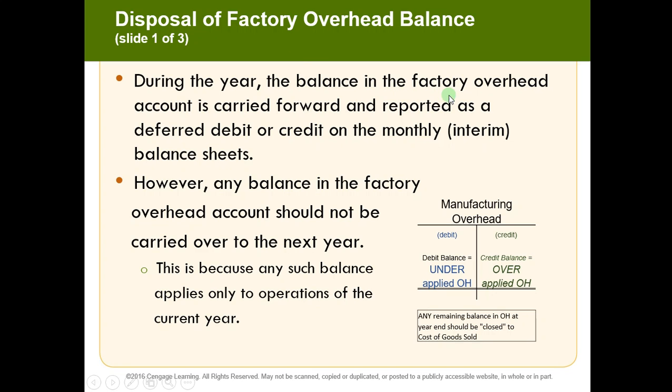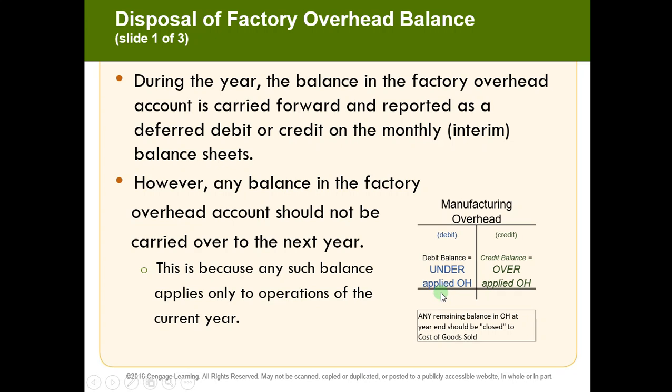All right, so during the year, that factory overhead account balance is carried forward. And again, it's going to bounce around between debits or credits. However, at the end of the year, manufacturing overhead should be zero. We don't want any balance carried over into a new year because our overhead costs apply to only that year. Those expenses apply to that year. We want to make sure those costs stay in that year. So if we have anything left in here, and again you will, whatever you have, whether it's a debit or a credit, we want to zero this manufacturing overhead account out.